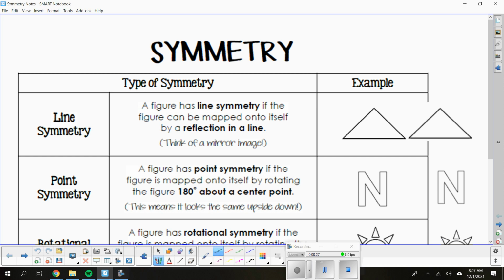So in this case, if I look at this triangle, if I were to put a line down this figure and fold that triangle over, that triangle would lay perfectly onto itself. So this triangle would have line symmetry.